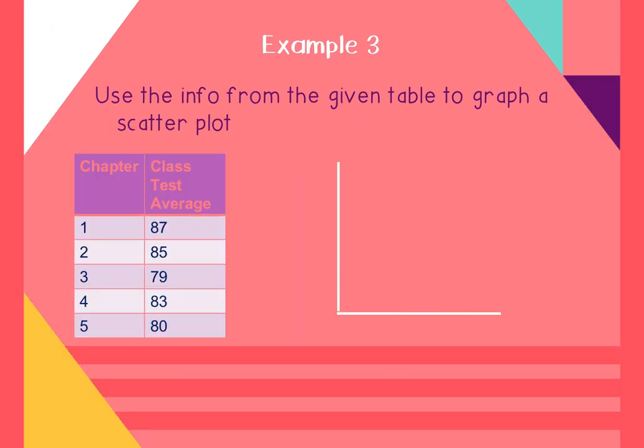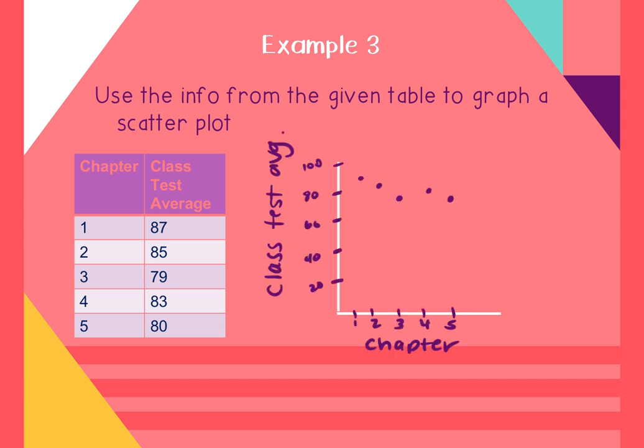All right, example 3. Use the info from the given table to graph the scatter plot. Remember, you have to label both your x and y axis. And then you can set up your intervals however you want. I'm not going to tell you how to do it, but be consistent. Go ahead and set that up. Okay, again, yours doesn't have to look exactly like mine because you could have spaced your y-axis differently. I went by 20s. You could have jumped a good amount and then started to go by 10s. Whatever you want to do, as long as you're consistent on that left side.